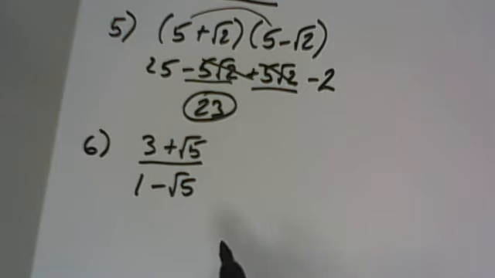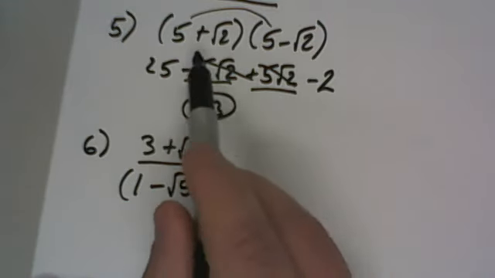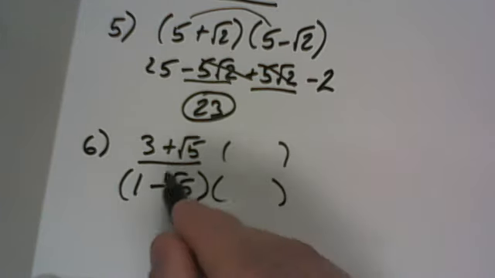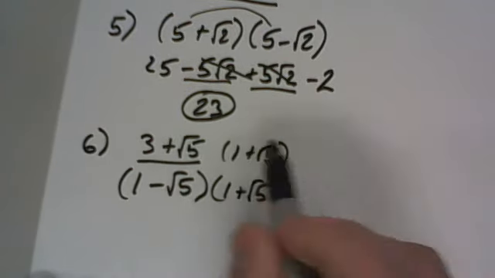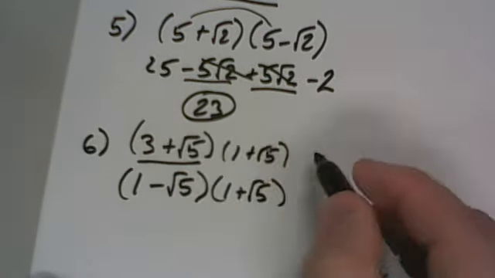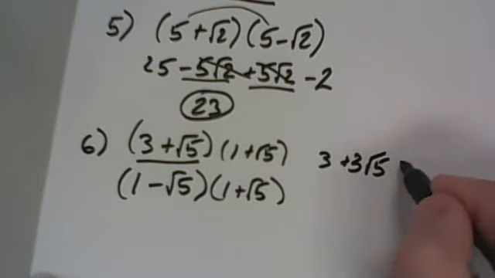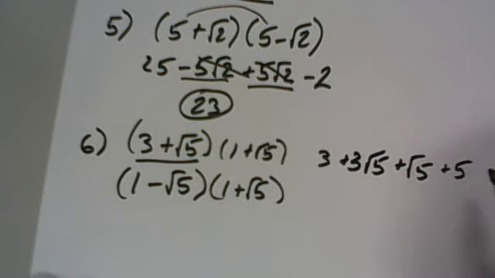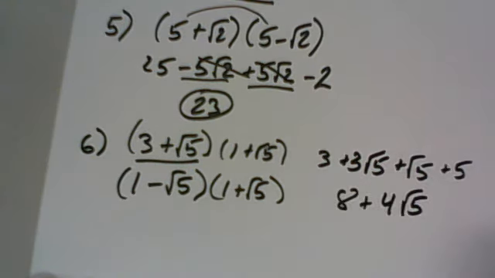But here we have a binomial. So what I'm going to do is get rid of those radicals. And we can get rid of radicals by multiplying by the conjugate. So I'm going to multiply the top and the bottom of this fraction by 1 plus radical 5. When I do the top, I'll have 3 times 1 is 3. 3 times radical 5. Radical 5 times 1 is just radical 5. And radical 5 times radical 5 is 5. That simplifies to 8 plus 4 root 5. That is what is on the top.